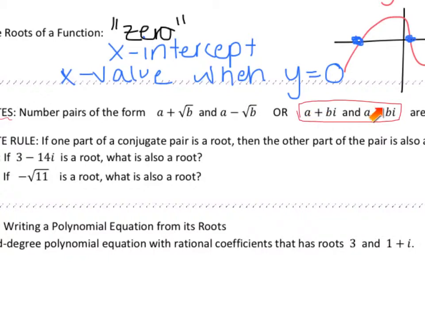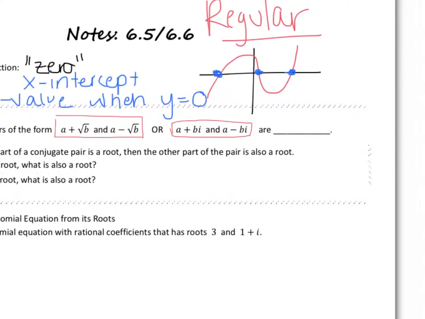So you can have the same a's, the same bi, so it's imaginary, but the plus and the minus are different. Got it? Okay, or you could have the same thing with these crazy square root ones. So the a is the same, the b's are the same, it's just the sign in the middle that's different. Okay, so those are conjugates, those two pairs. So we could say that a plus bi is the conjugate of a minus bi. That's kind of the way things are said.